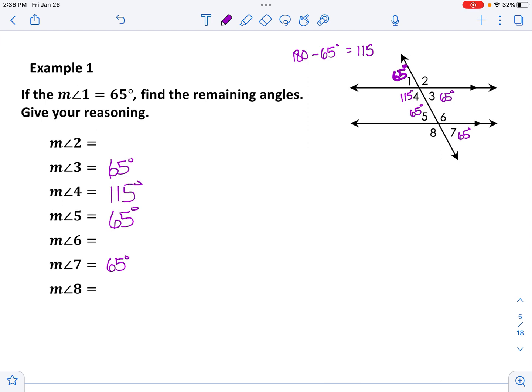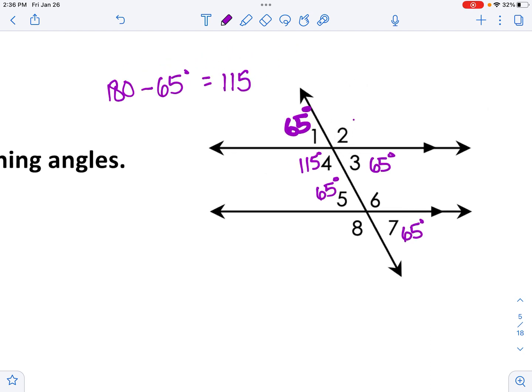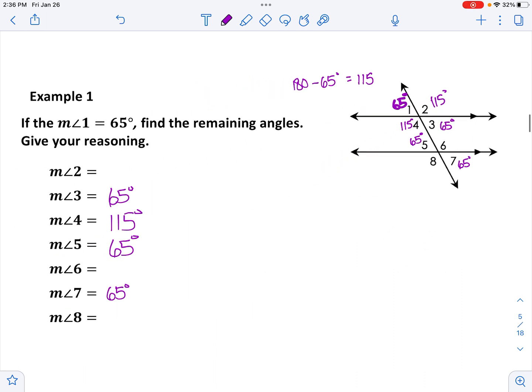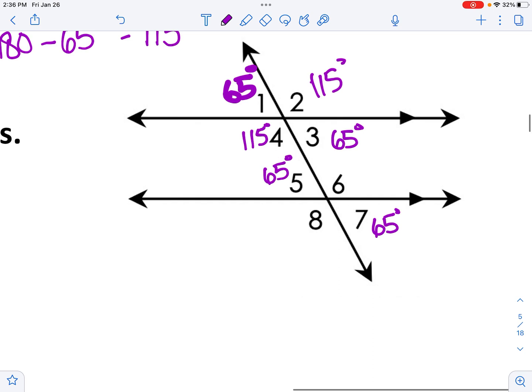We know that this is a vertical angle. So this is 115 degrees as well. Now that might not be the only way we could get that angle, but that's just one idea. Another thing that we can look at is that angle 4 and angle 6 are alternate interior angles. So these should be congruent to each other.